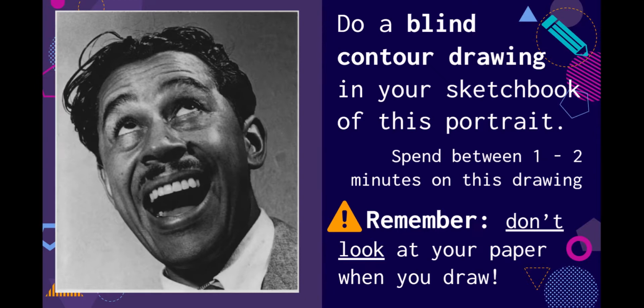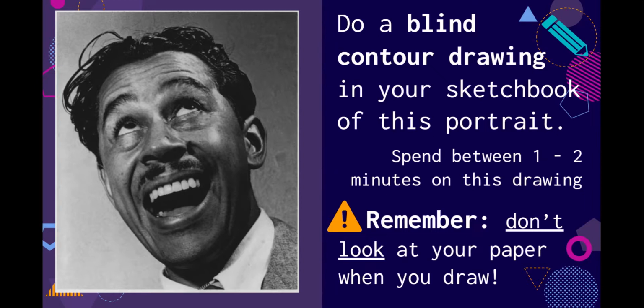And if you glance once on accident, that's okay. I glanced once in the video. But try your best to just look at the screen and not the paper. For the blind contour, we're focusing on the edges or outlines of the objects. You don't need to worry about shading in or any details, but simply draw the outlines that you see here.